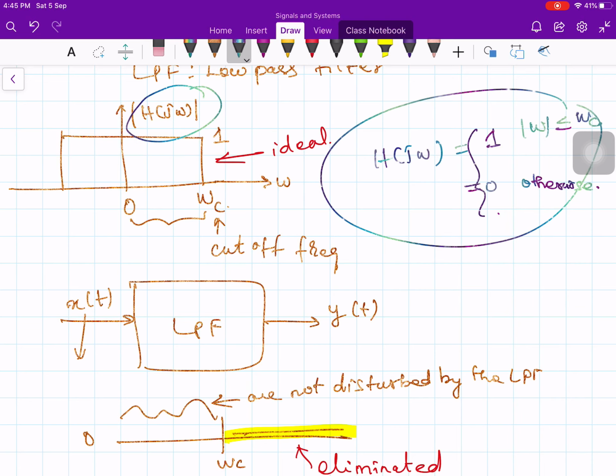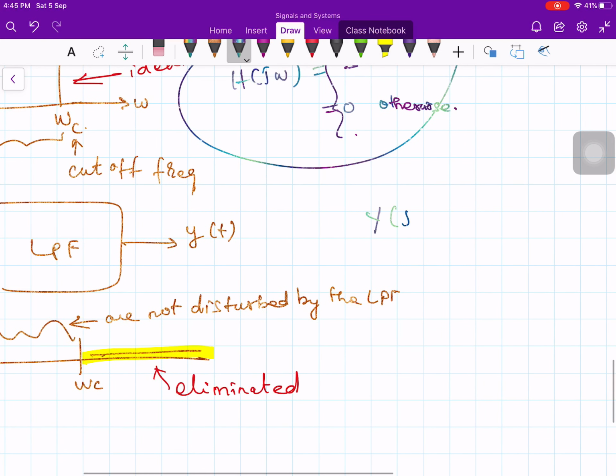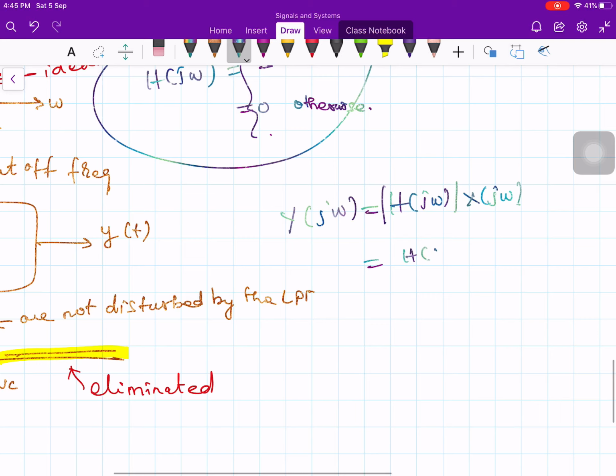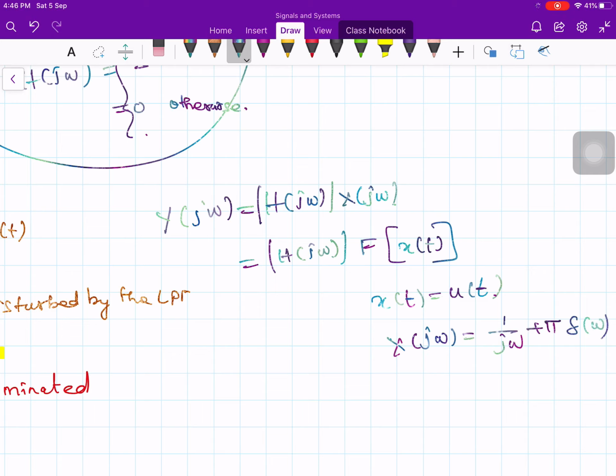Now what is my y(t), or the output? Y(jω) is equal to H(jω), you take the magnitude of that, multiplied by X(jω). What is X(jω)? X(jω) is the Fourier transform of the input x(t). In this case, let me consider x(t) equal to u(t). If it is u(t), then X(jω) is equal to 1 over jω plus π times δ(ω). You can substitute back in this expression.